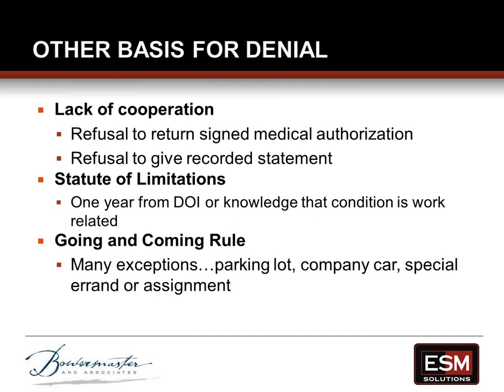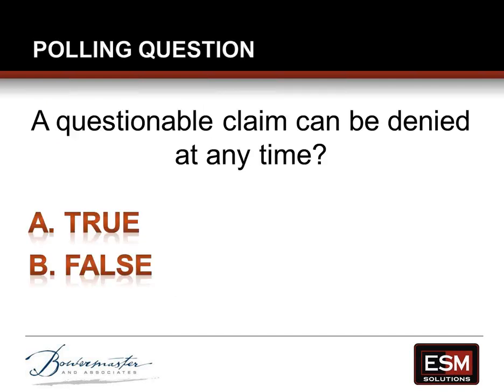Statute of limitations is a fairly weak denial. Although the statutes do state that it's 1 year from the date of injury of knowledge that a condition is work-related, often that 1-year statute is not upheld at the Workers' Compensation Appeals Board. Going and coming rule as a basis for denial. There are many exceptions. While you're generally not covered in your commute to and from work, there are many exceptions to that rule. So make sure that those have been fully explored if these are the basis for the denial.